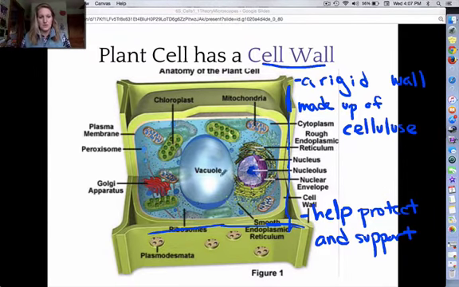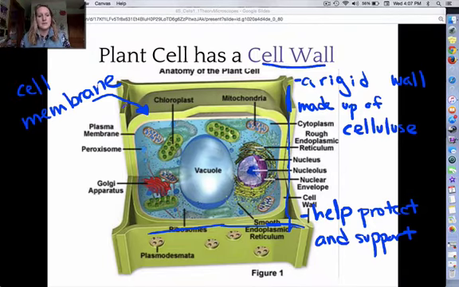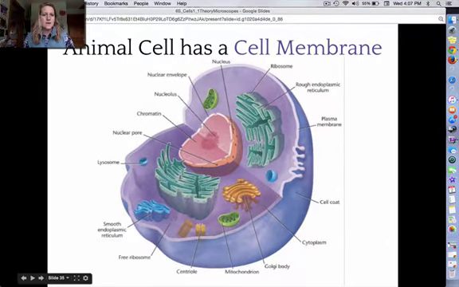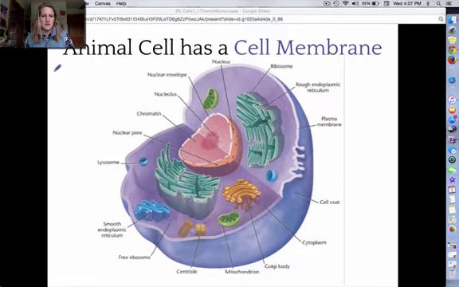Okay, and these are the internal parts. One thing I want to note in this image right here is this right here is called the cell membrane, which both plant and animal cells have, but the plant cell has this added protection and support system called the cell wall. Okay, so now let's talk about what the cell membrane is. So an animal cell has a cell membrane, but also a plant cell has a cell membrane.